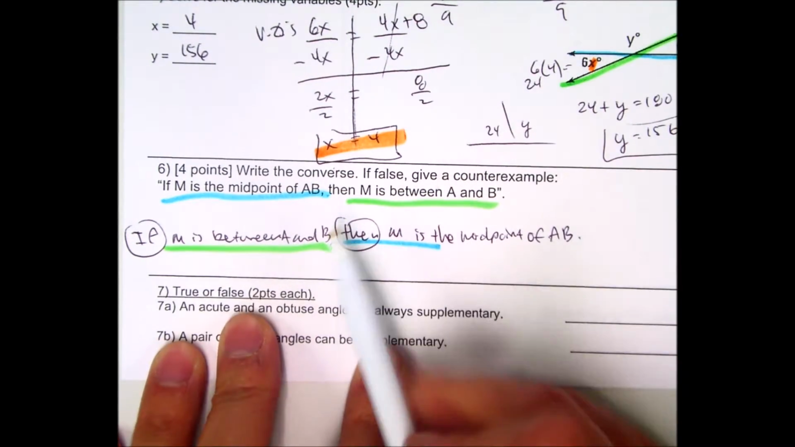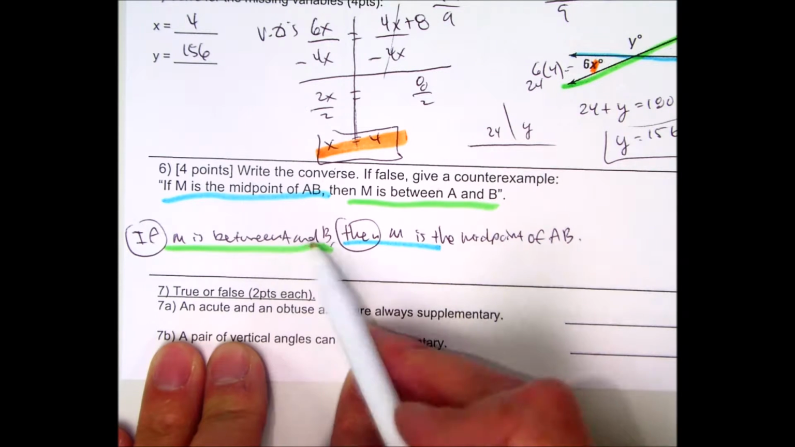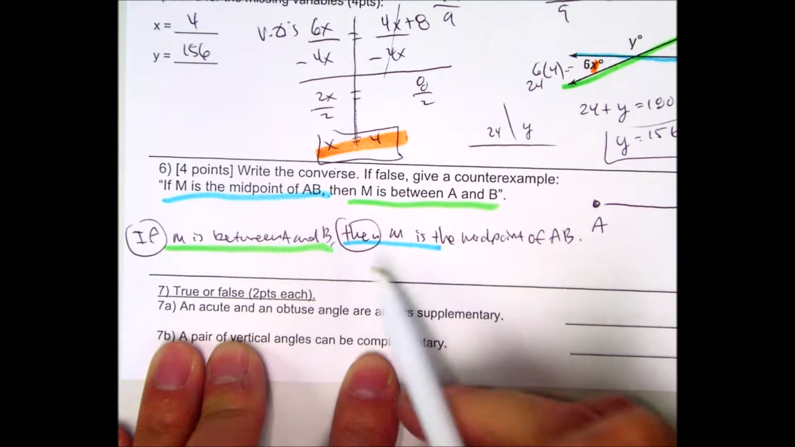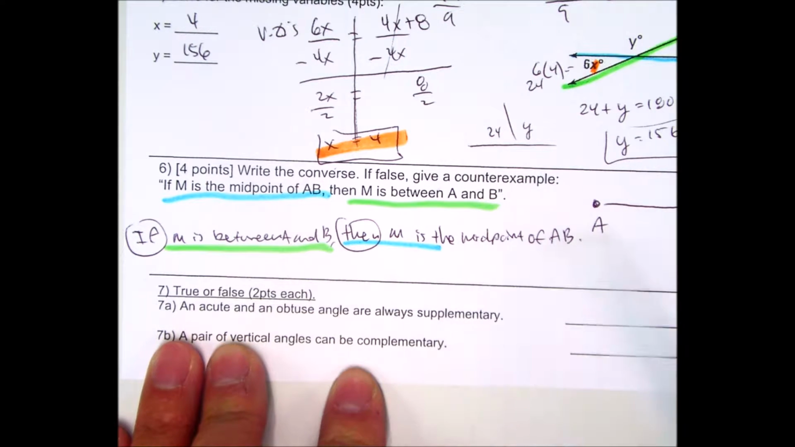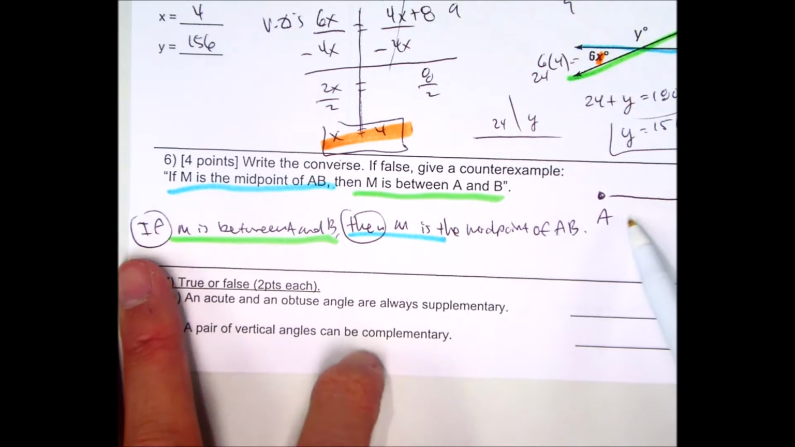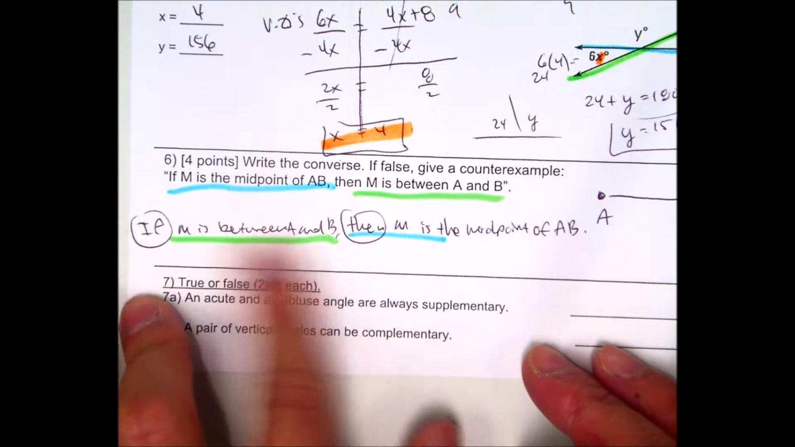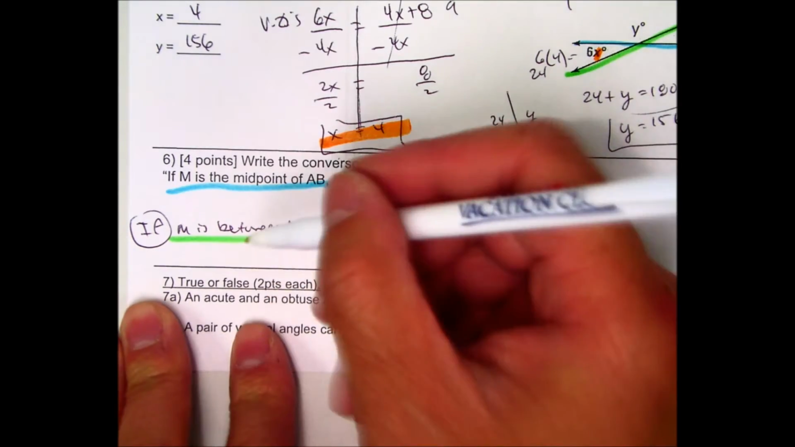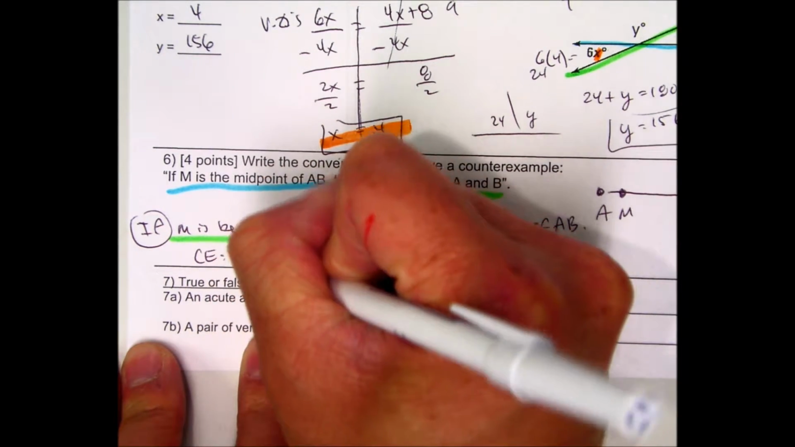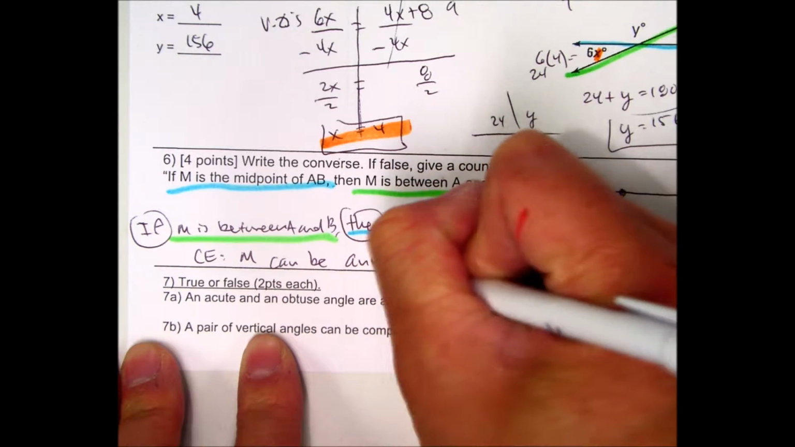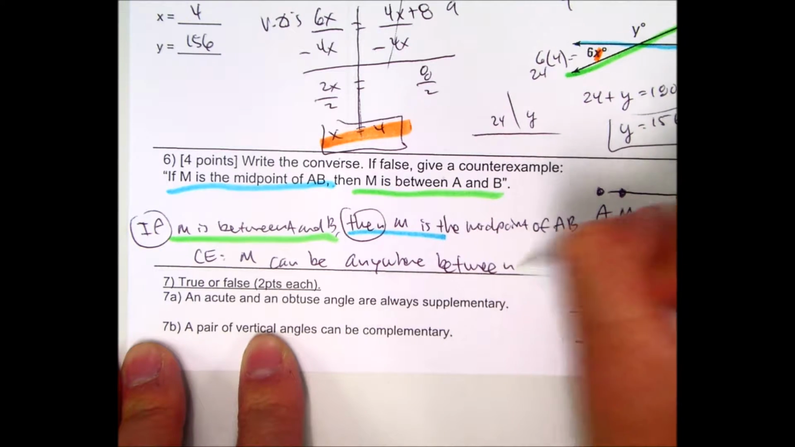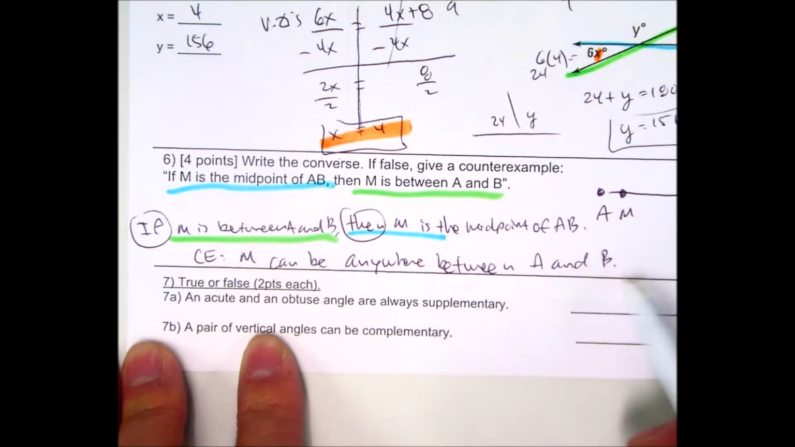Okay, so I have to look at the statement. If M is between A and B, so let me draw A and B, it's saying that the only answer is M must be in the middle. But if I draw M, it just tells me M is anywhere between A and B. I can draw M over here. Class, is M in the middle? No. So my counterexample, M can be anywhere between A and B. It doesn't necessarily need to be in the middle.